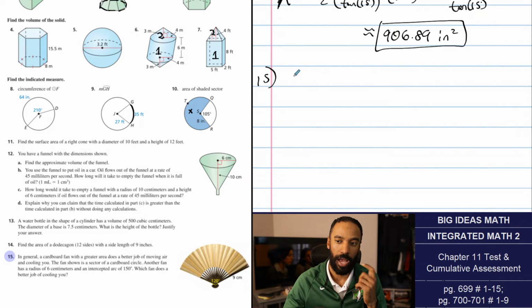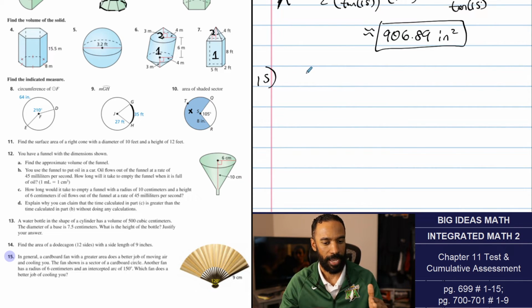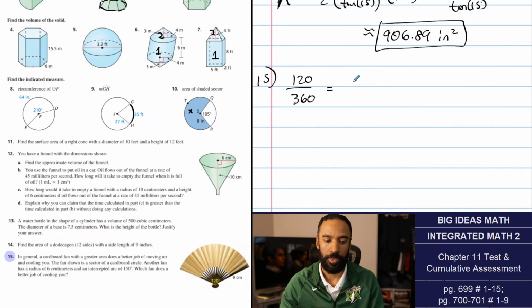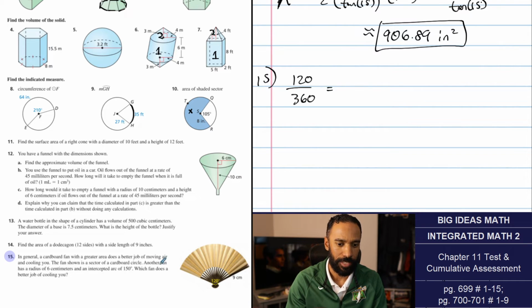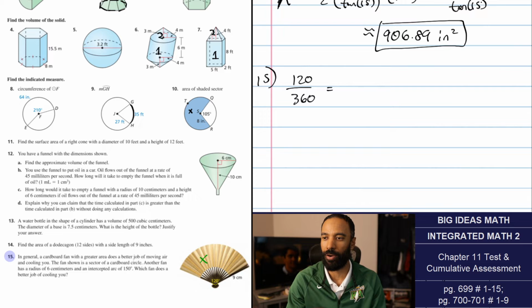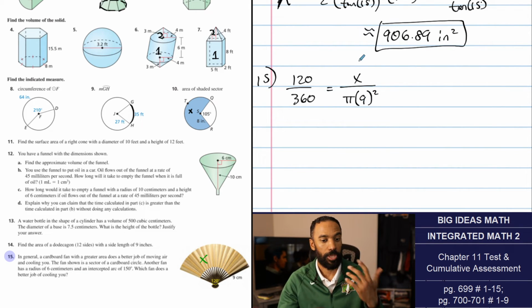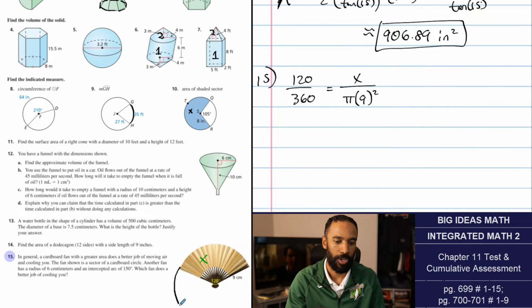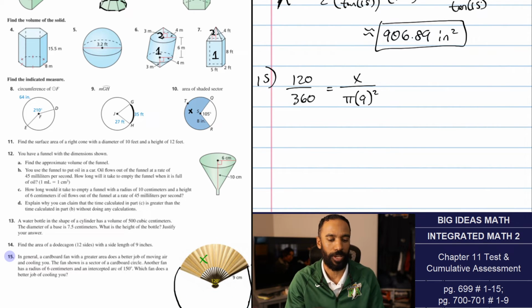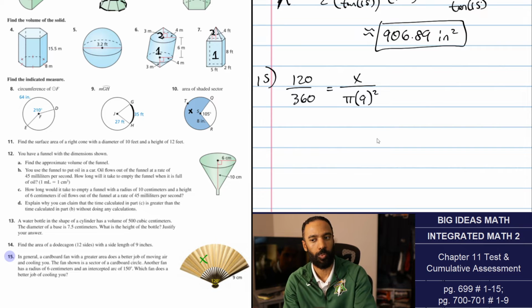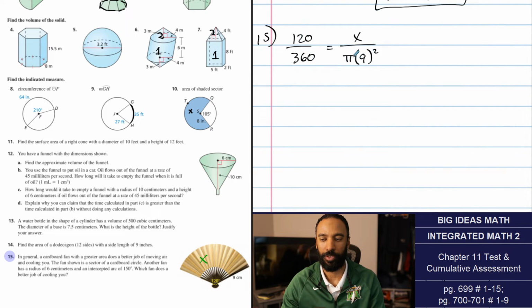We have the 120 degree one with 9 centimeters. It's basically sector stuff. Whatever 120 is out of 360, 1/3 by the way. If we call this X, this sector area X is out of the area of the entire circle. That would be pi r squared. That would be the radius. Remember, that's the radius of a bigger circle, and its radius is 9. 120 over 360 is 1/3.